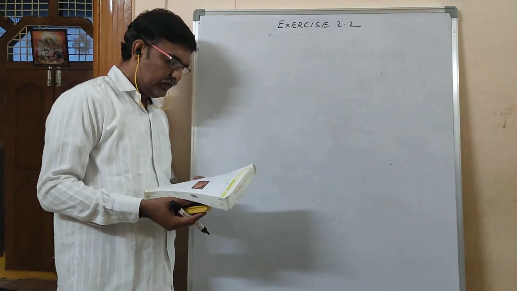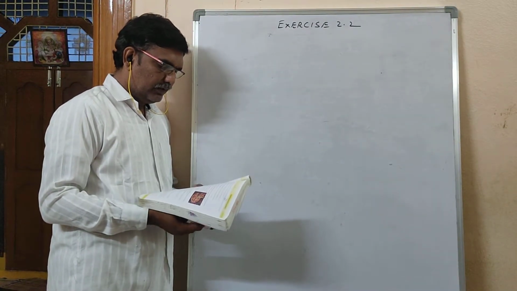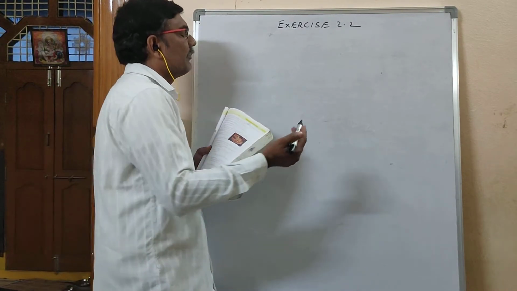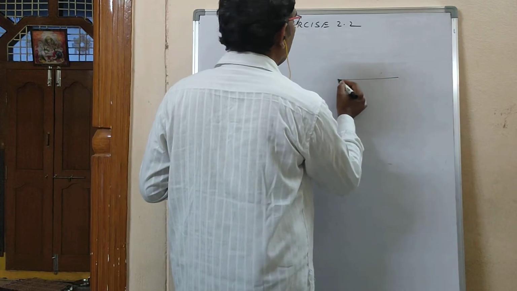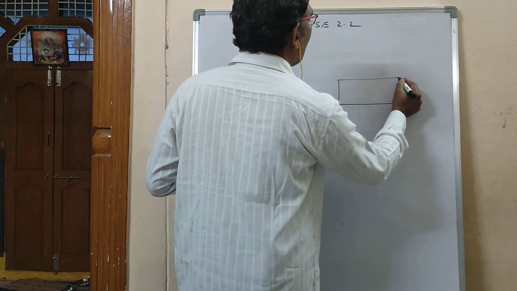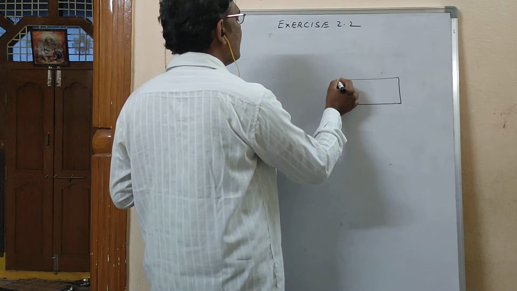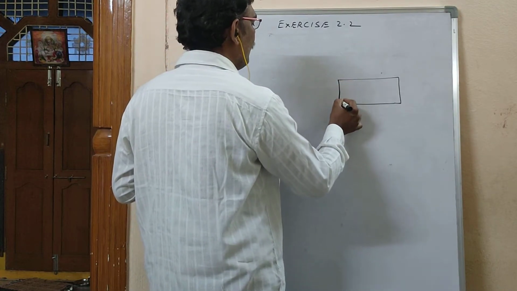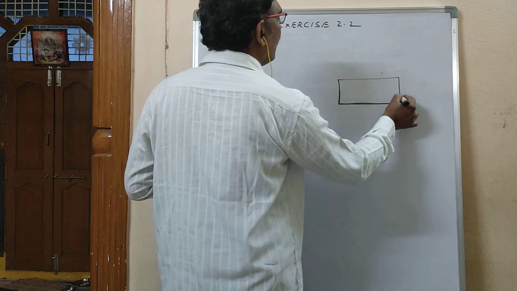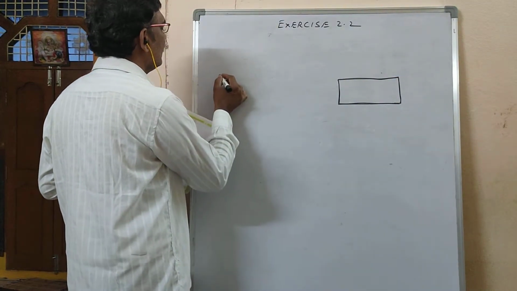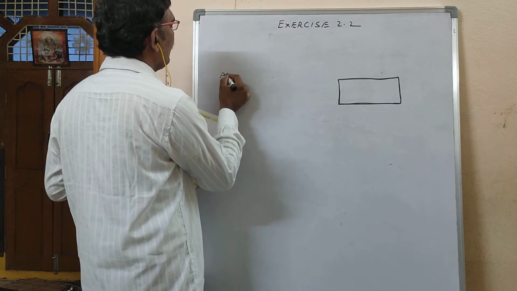Read carefully. The distance around a rectangular field is 400 meters. See, I am drawing one diagram here. It is a rectangular field. Distance around means, from here he counted around. Around means it is nothing but the perimeter. So, perimeter of the rectangle.